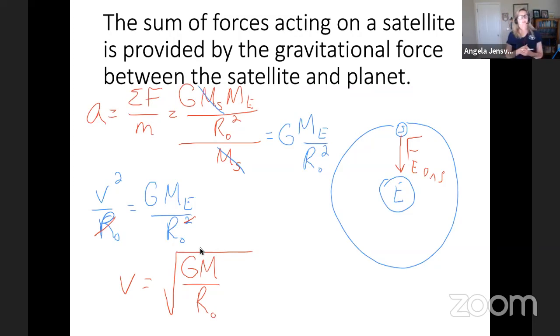I'm not putting a subscript on the M because sometimes it's not the Earth that's being orbited. It could be the sun, it could be anything. So that M is the mass of the object being orbited. So that's important. And then R is the orbital radius. Okay, you might want to write that down because we're going to use it in a minute.